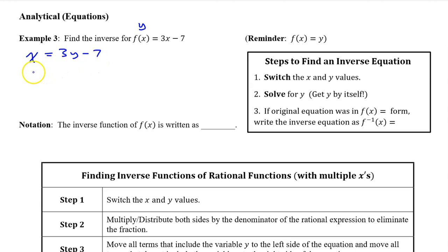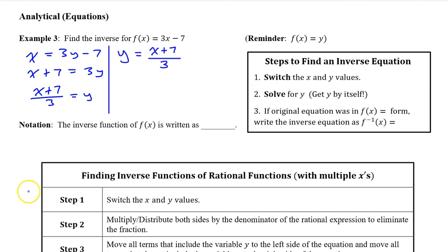Adding 7 to both sides, we get x plus 7 is equal to 3y. Now dividing by 3, we get 1/3 x plus 7 over 3 is equal to y. Here's another way you might see that last step. If we divide both sides by 3, you might see it written as x plus 7 all over 3 is equal to y. So this is the inverse relation.